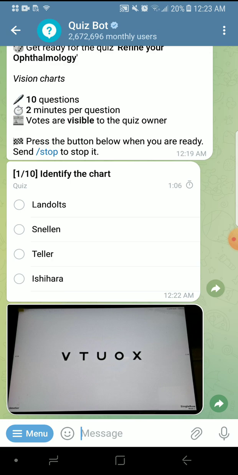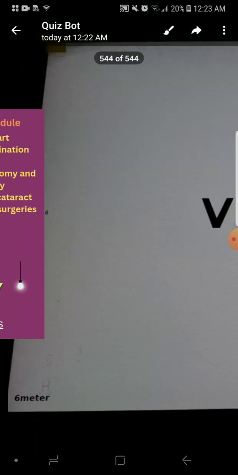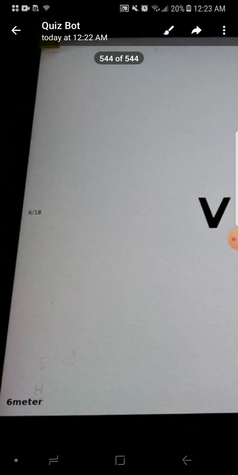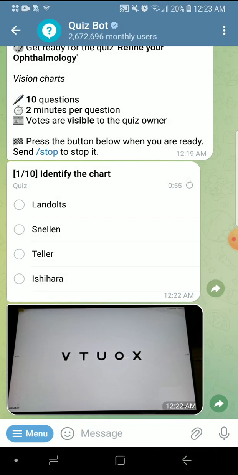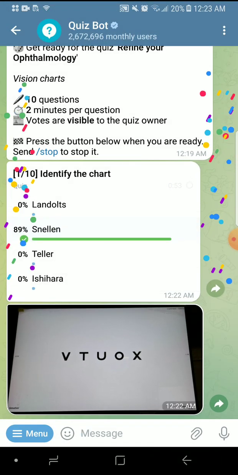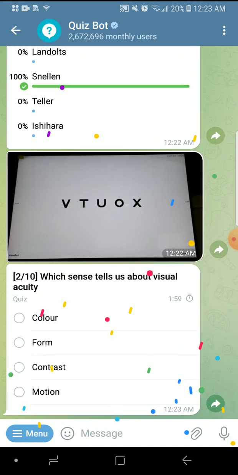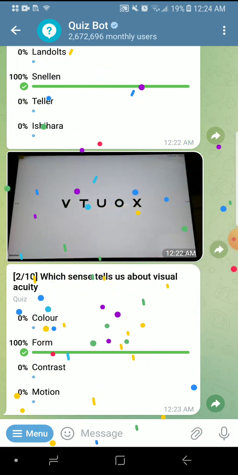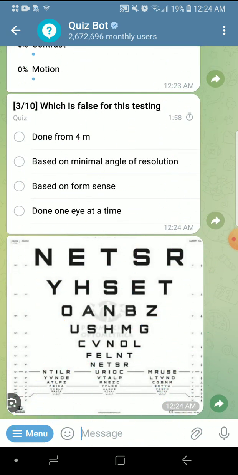And if you would have zoomed a little bit, you could have seen written here 6 by 18, 6 meters, 6 by 18. Doesn't matter if you don't read this, but ruling out the options will give you that this is Snellen's chart. Snellen's is based on form sense because the color and contrast of the letters are the same, the size and shape is changing. That tells about the visual acuity.